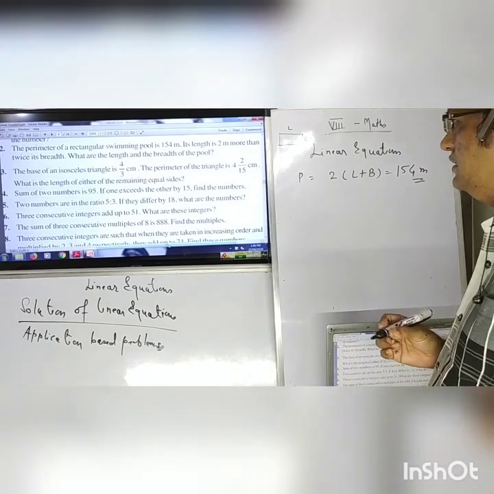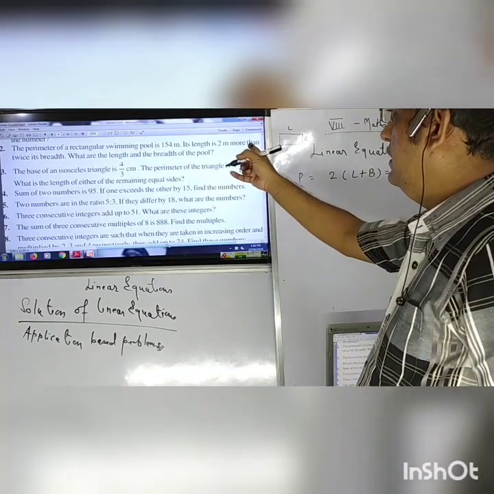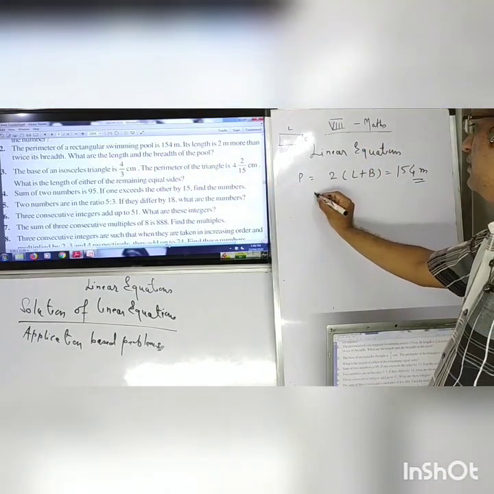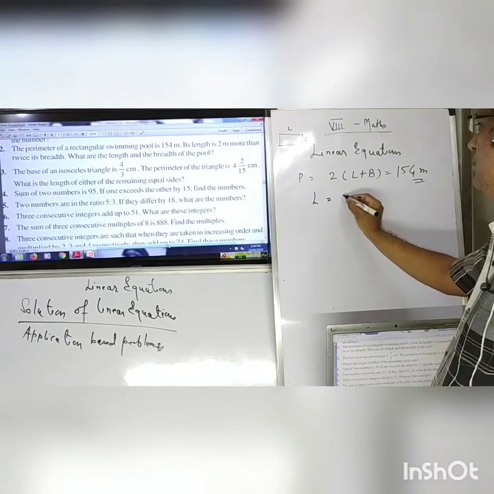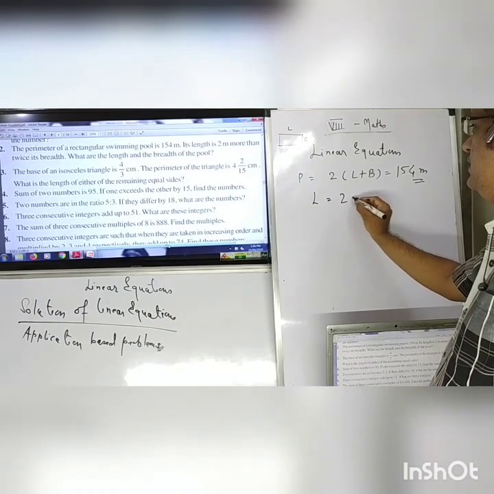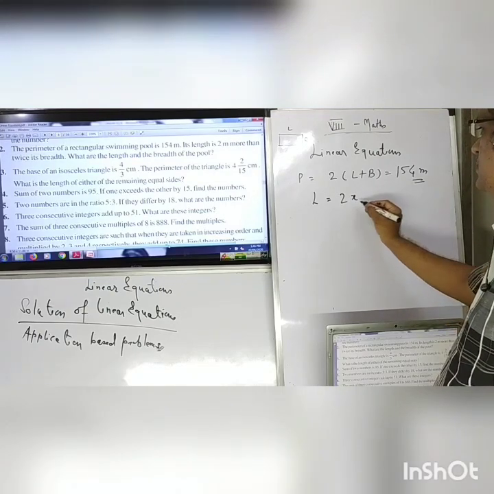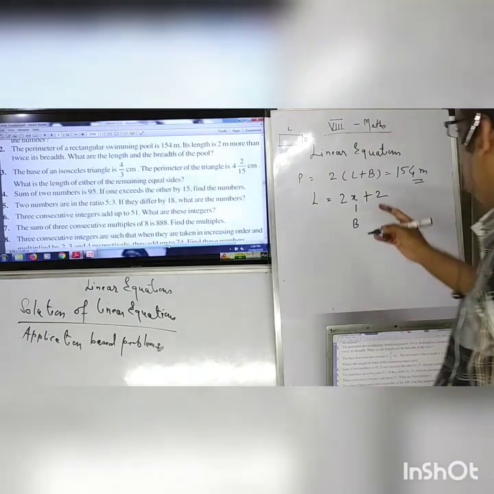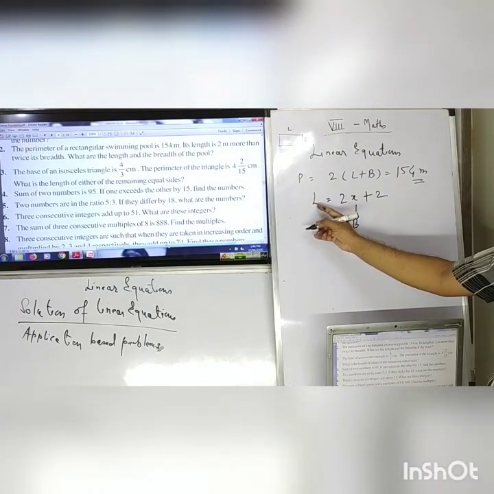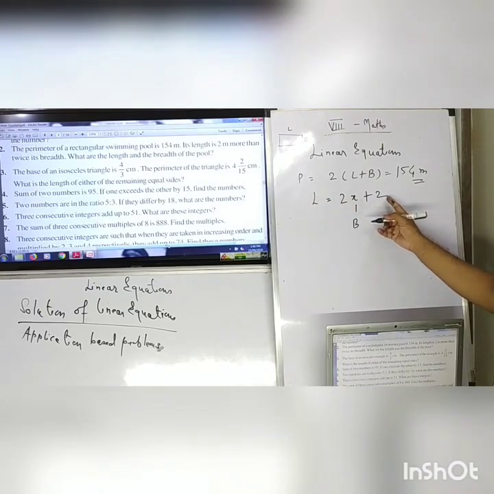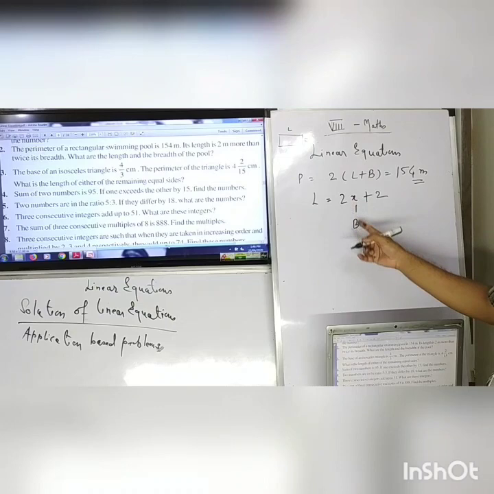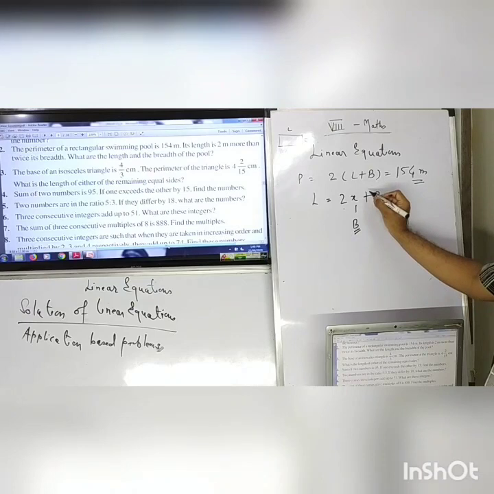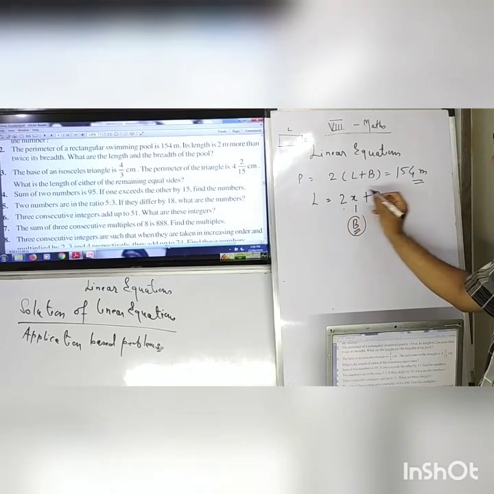Now another condition is given. The length is 2 more than twice its breadth. Let us say breadth equal to x, and it is 2 meters more. So length equal to 2 meters more, meaning plus 2, twice the breadth, with breadth x, that is 2x plus 2. So breadth equal to x and length equal to 2x plus 2.